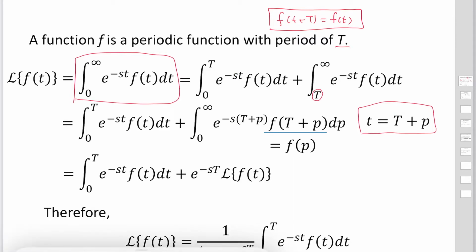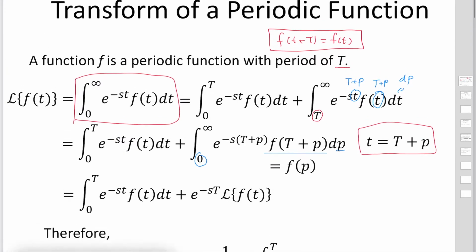So the first term doesn't change, but the second term changes using the change of variable from lowercase t to lowercase p. So t is changing from lowercase t equal to capital T plus p. And this is also capital T plus p. And dt is equal to dp because capital T is a constant value. And the lower limit is changing from capital T to 0. And the integral is with respect to p.